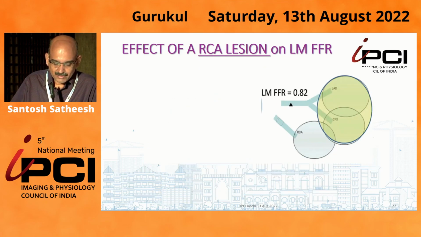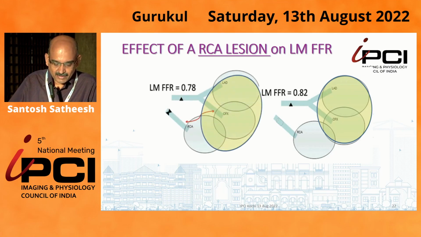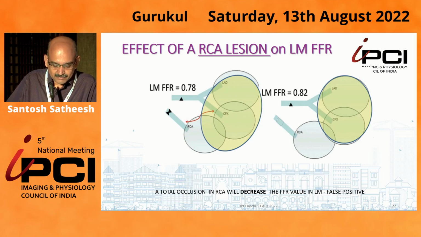What about a right coronary artery lesion? Suppose the patient had only a left main lesion with no RCA, LAD or LCX lesion, and the FFR is 0.82. If the person has an RCA lesion, a very tight or total lesion, then it will be a false positive. That means total occlusion of the right coronary artery will decrease the FFR value in left main.